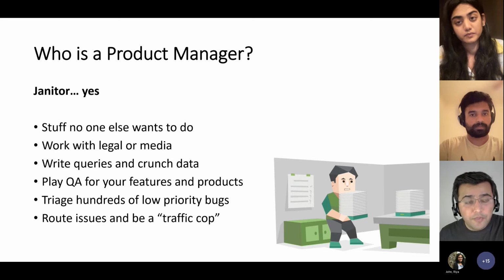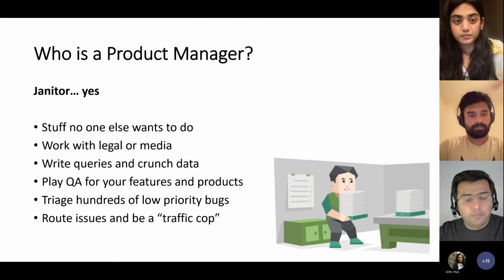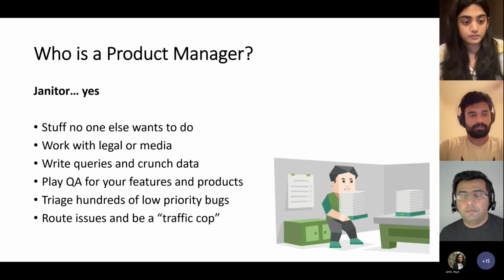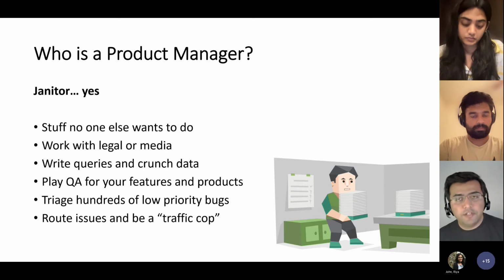No one else would be there to do that. So yeah, you would be responsible, wearing this janitor hat, so to call. And then lastly, you would also be playing a traffic cop. That is to say, not all problems or problem statements may be pertaining to your product or the feature that you own.